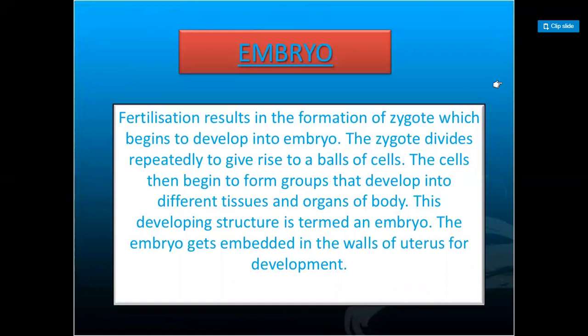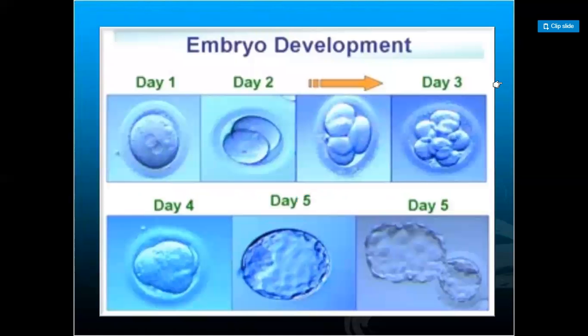Embryo, we have already discussed a little bit. Fertilization results in the formation of the zygote, which begins to develop into an embryo. The zygote divides repeatedly to give rise to a ball of cells. The cells then begin to form groups that develop into different tissues and organs of the body. This developing structure is termed as embryo. The embryo gets embedded in the walls of the uterus for development. So you can see here on the screen the developing embryo, day 1, day 2, day 3. This picture shows how the development of the embryo takes place.